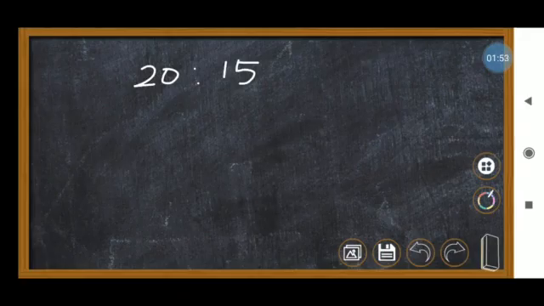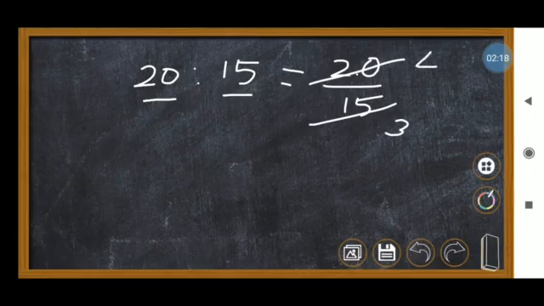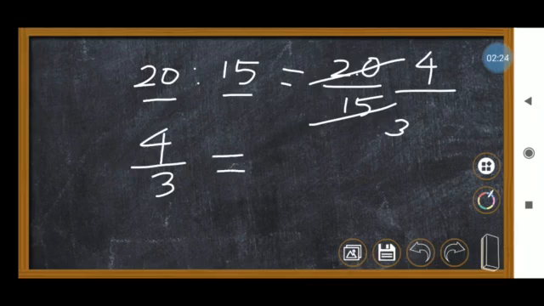Now we can write this 20 is to 15 as 20 divided by 15. Now we can divide using any common table. Just check whether it can be divided by any common number. 3 5s are 15, 4 5s are 20. So 4 divided by 3, which can be written as 4 is to 3. So this is the ratio of number of girls to the number of boys.